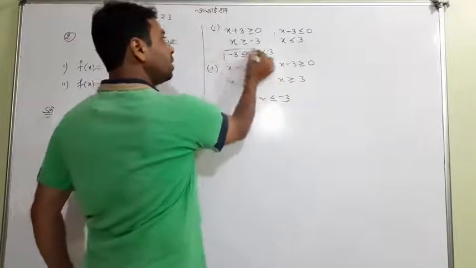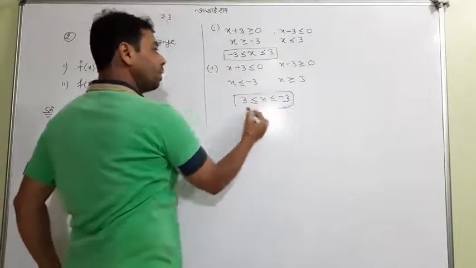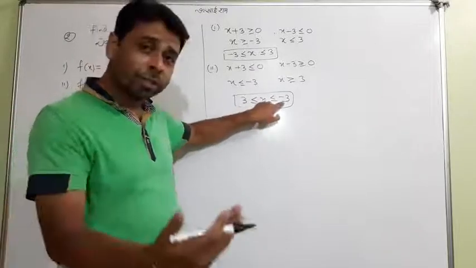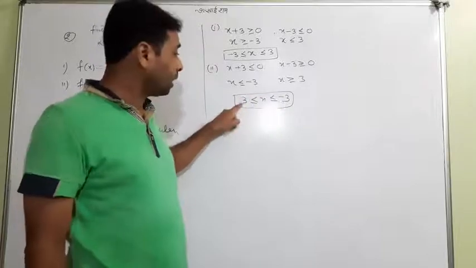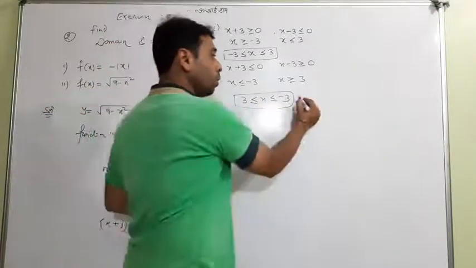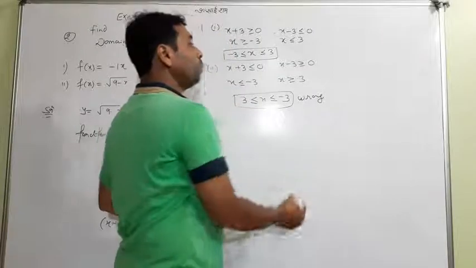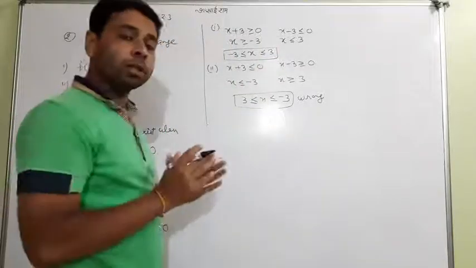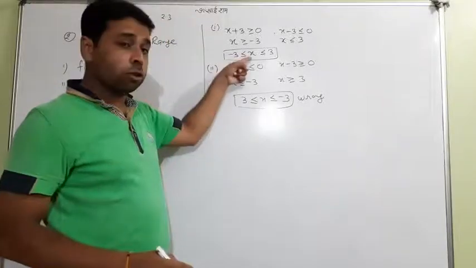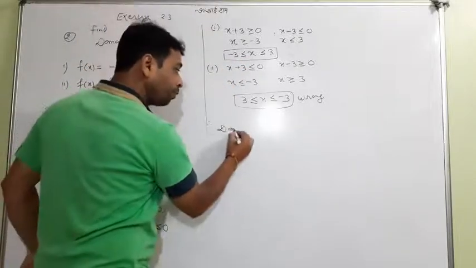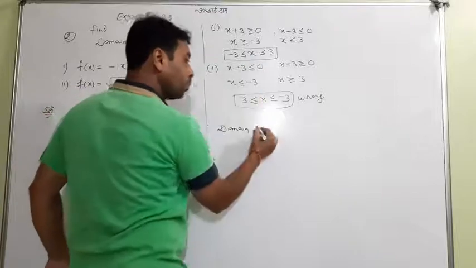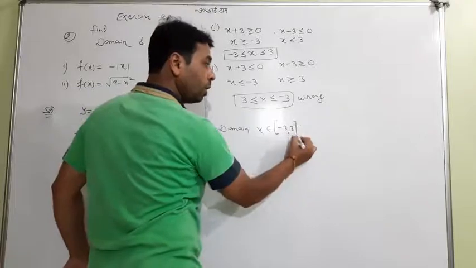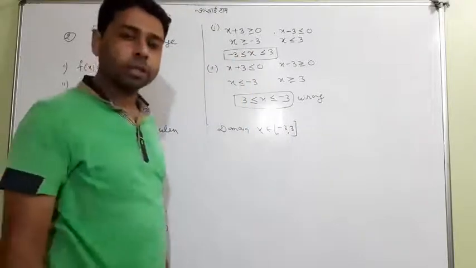You will see this and get the idea that it is not possible. Look, 3 less than x less than minus 3 is not possible. 3 is never less than minus 3. It is wrong, it is false. So what is the correct answer? This is the correct answer. Domain means the values of x, and you have got the values of x. So what is the domain now? The domain: x belongs to minus 3 to 3. So minus 3 to 3 is the domain.